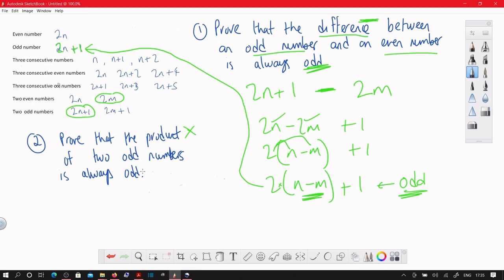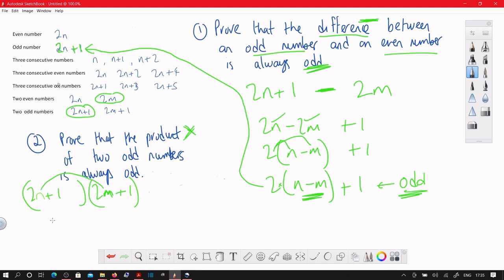So what we use is odd numbers. We can choose an odd number, 2n plus 1, and we'll choose another odd number, 2m plus 1. Notice one's an n, the other one's an m. Product means times, so we're going to times these together.